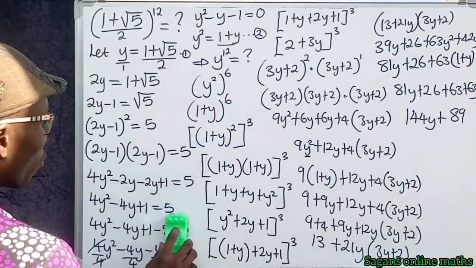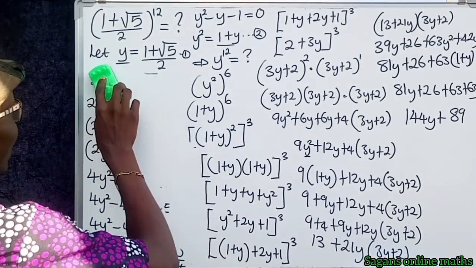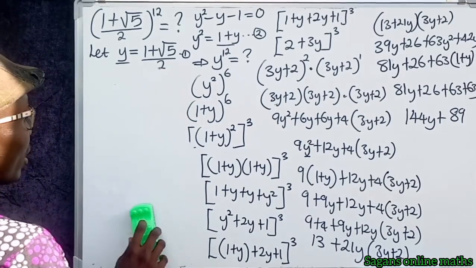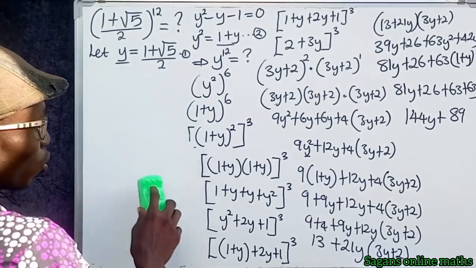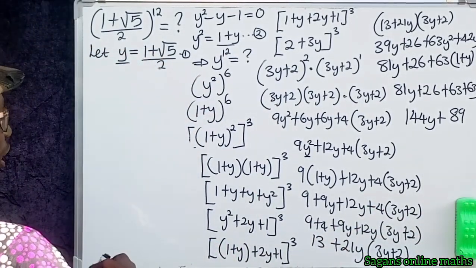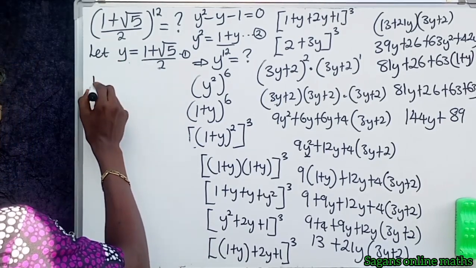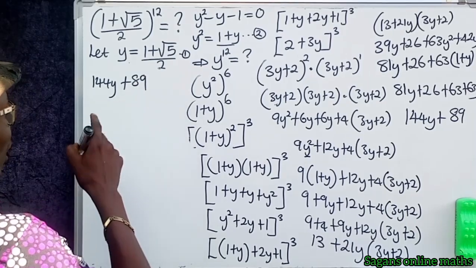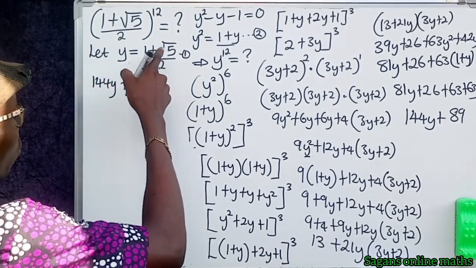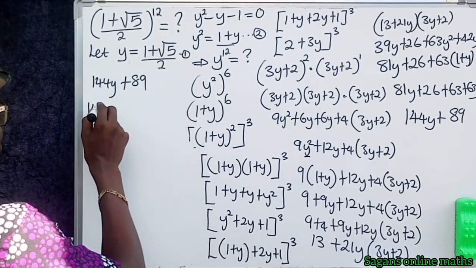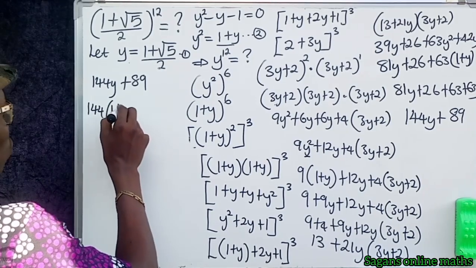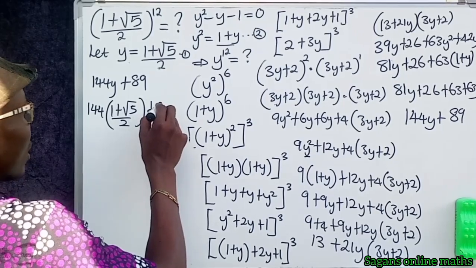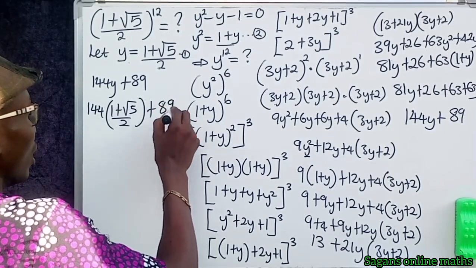Now, what are we going to do from here? At this point, we cannot do anything more, so look at what we're going to do. We know that it is 144 multiplied by y plus 89, right? Remember that y is (1 + root 5) divided by 2. So this becomes 144 into (1 + root 5) divided by 2, then plus 89.